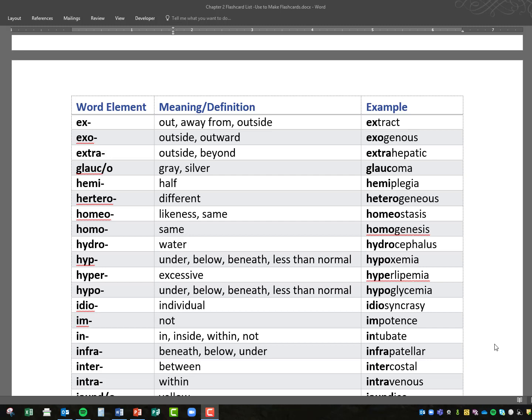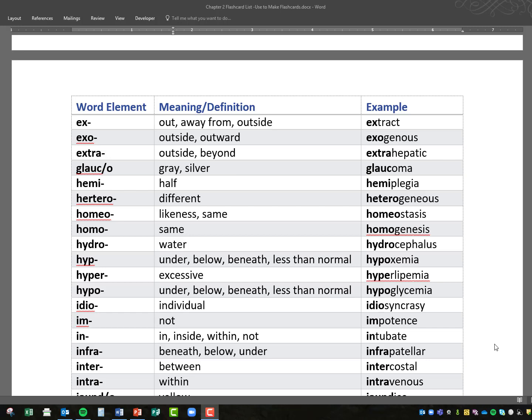Glauco is gray or silvery. We also have polio later. That can also be gray. Hemi is half. Hetero, heterogeneous. Hetero is different. Homeo is likeness or the same, different from homo, which is same. Now here we have hydro with a Y. We will also see hydro with an I. So hydro with a Y is water. Think of, you've heard people say the YMCA, they go to the Y to swim. Think of water. I is actually sweat. So think of I sweat, hydro, I sweat. So with an I, it would be sweat. With a Y, it is water.